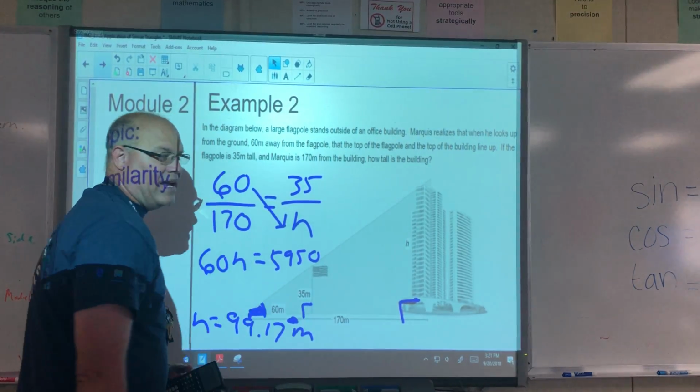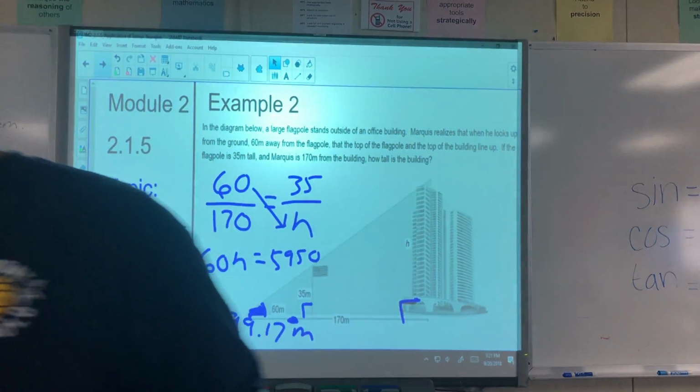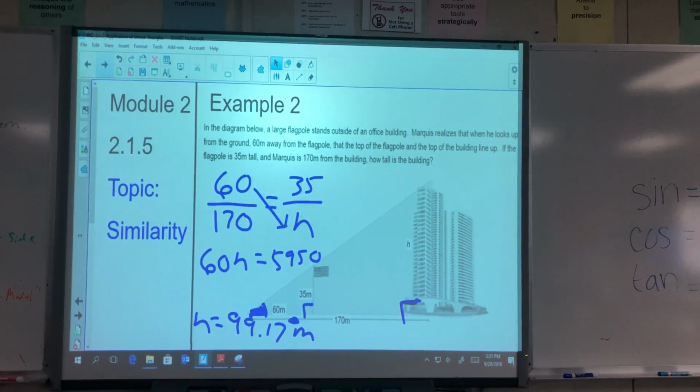So this ends this topic on similarity. We'll be practicing these problems a lot over the next few days.